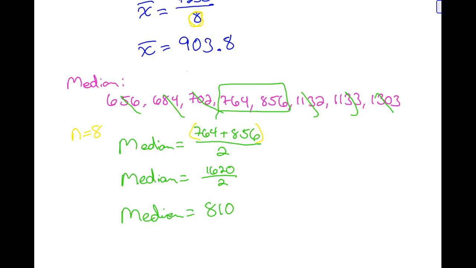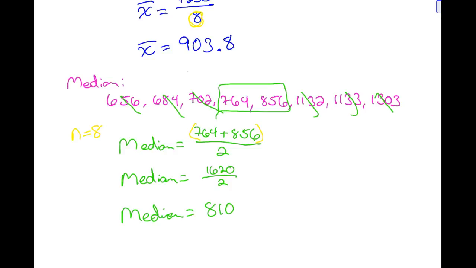Now notice, both of these are supposed to be measures of the center. But when we look at these, the mean is actually larger than the median by a little bit. What happened was this 1,303 is not very close to most of the other data. It's what we call an extremely high value. And so if you'll notice, the mean is affected by this extremely high value.